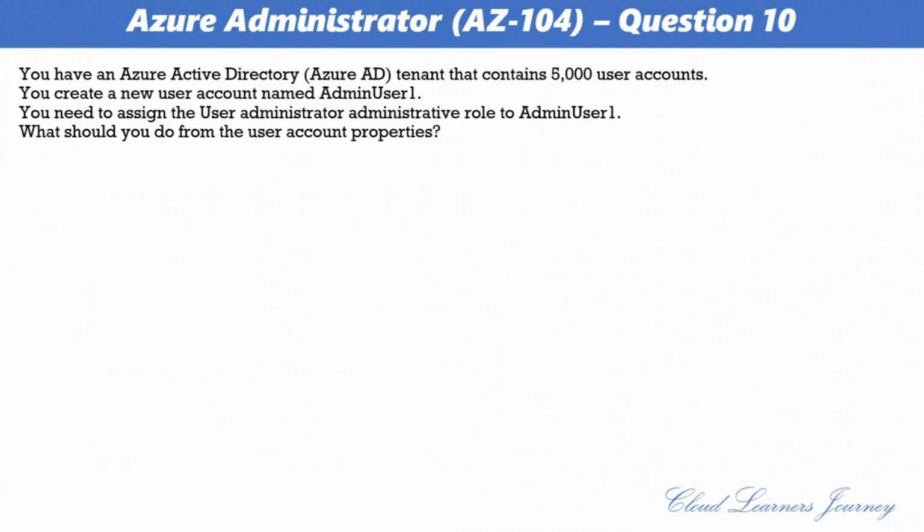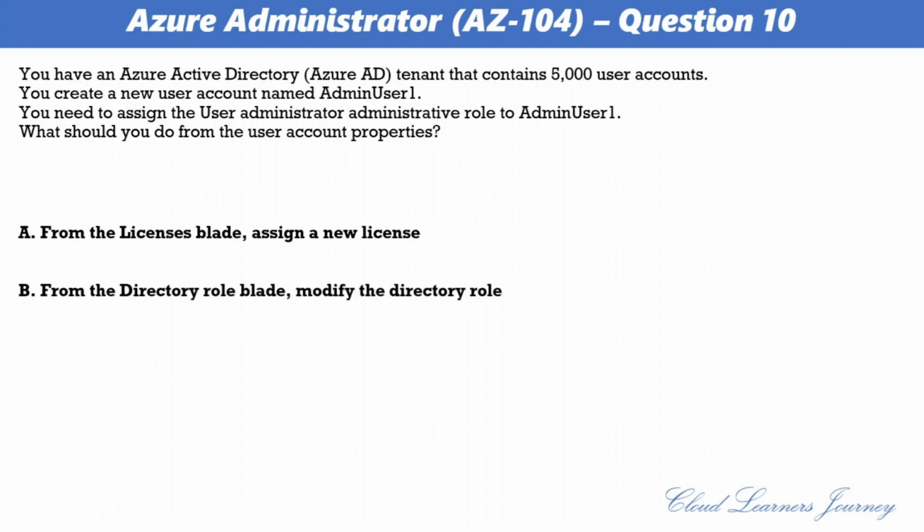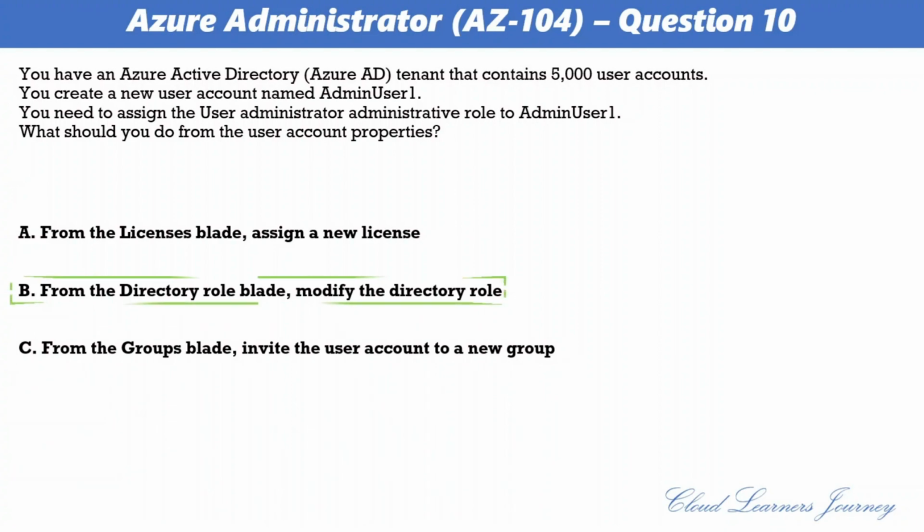Next, question number 10. You have an Azure Active Directory tenant that contains 5,000 user accounts. You create a new user account named admin user 1. You need to assign the user administrator administrative role to admin user 1. What should you do from the user account properties? And the options are A, from the license blade, assign a new license. B, from the directory role blade, modify the directory role. C, from the groups blade, invite the user account to a new group. And the option is B, from the directory role blade, modify the directory role.